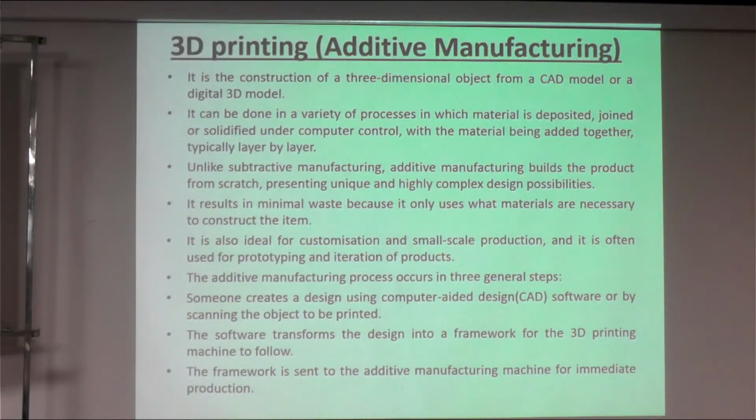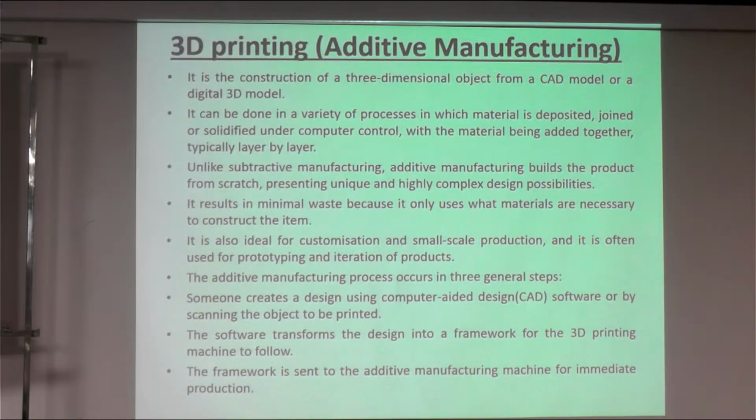So both X, Y, and Z components are there, so that you can produce 3D. And if you say using two-dimensional, you can go for laser etching or laser engraving processes also. Unlike subtractive manufacturing, this is additive manufacturing. Additive manufacturing builds up the product from scratch, presenting unique and highly complex design.